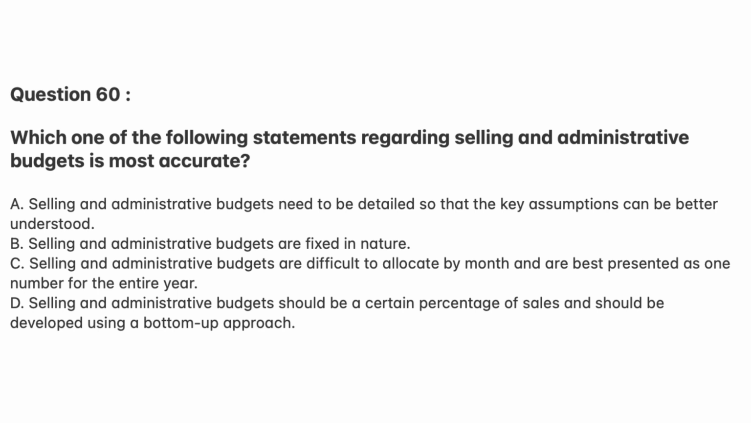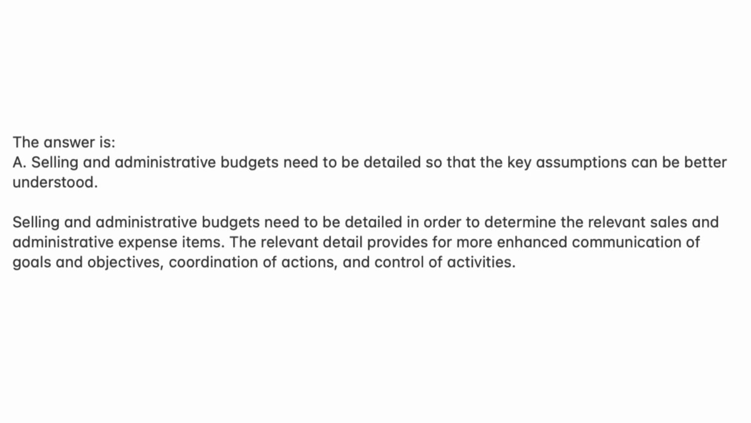Question 60. Which one of the following statements regarding selling and administrative budgets is most accurate? A. Selling and administrative budgets need to be detailed so that the key assumptions can be better understood. B. Selling and administrative budgets are fixed in nature. C. Selling and administrative budgets are difficult to allocate by month and are best presented as one number for the entire year. D. Selling and administrative budgets should be a certain percentage of sales and should be developed using a bottom-up approach. The answer is A.